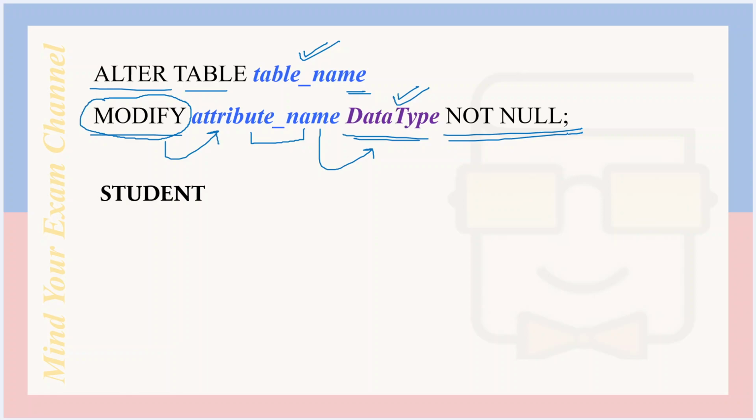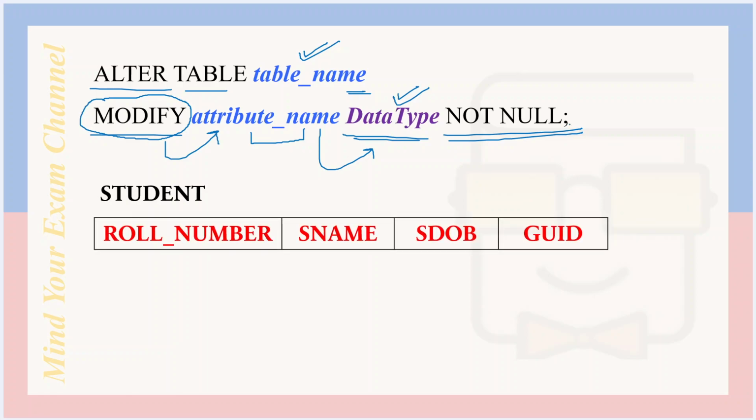Okay, so let's take an example. If we have a student relation in our database which originally stores the attributes roll number, student name, student date of birth and GUID, in which in the earlier videos we have specified that the roll number is the primary key. So only the primary key roll number is not allowed to store null values. All other attributes can store null values.